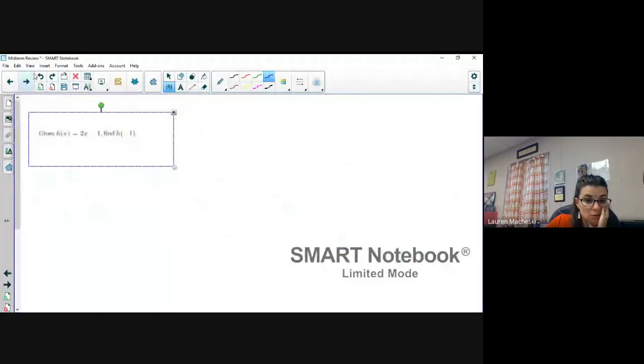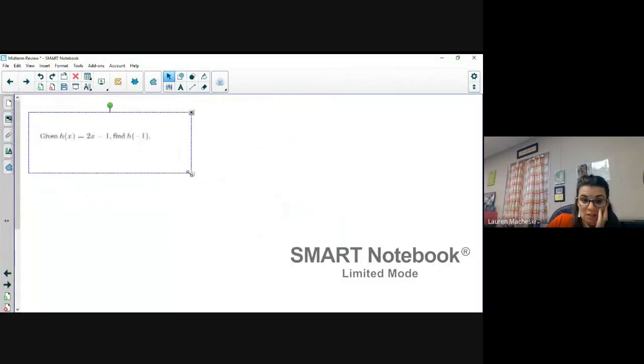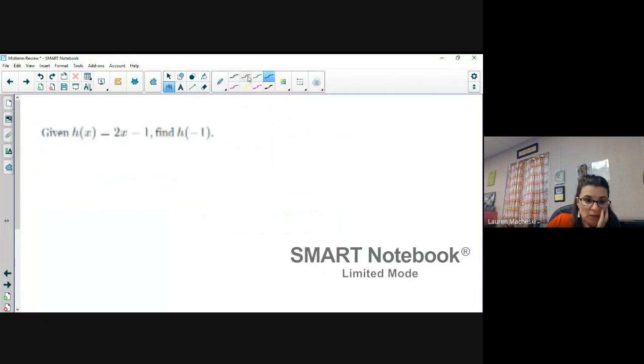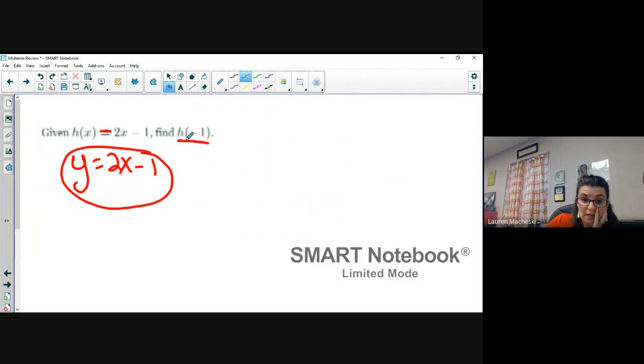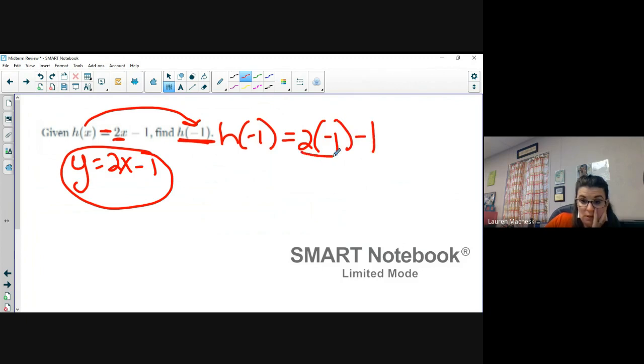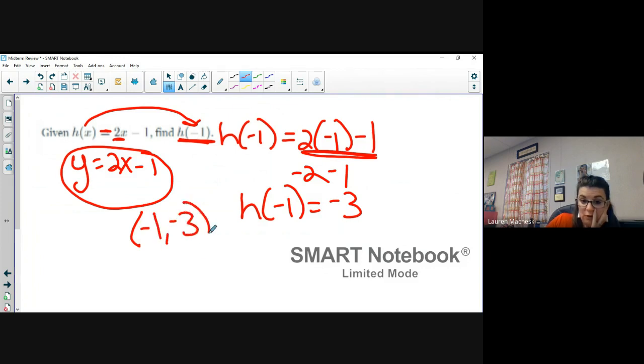All right, let's go to this next question. This one says h of x. Remember, h of x is still the same thing, just a fancy way of saying y equals 2x minus 1. Now they're asking you to find h of negative 1. That means wherever you see x, you plug in negative 1. So 2 times negative 1 minus 1. 2 times negative 1 is negative 2. Negative 2 minus 1 is negative 3. So if I checked myself on my calculator, when x is negative 1, y is negative 3.